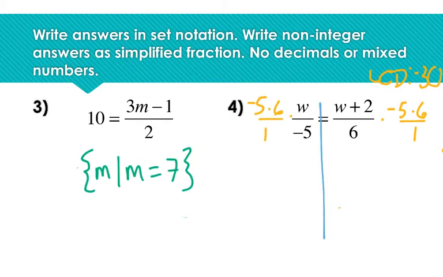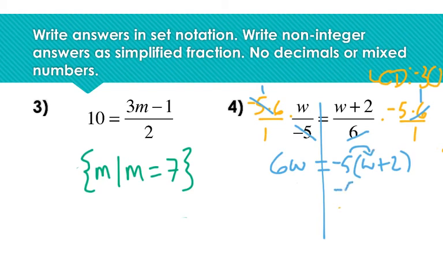So we have the negative 5 simplify to 1 on the left side of our equation. So we have 6 times w, which is just 6w. On the right, the 6 is simplified to 1, because 6 divided by 6 is 1. And we have negative 5. So we're going to have negative 5 times w plus 2. Then we can distribute our negative 5 into the parentheses. So this is negative 5w minus 10 equals 6w.